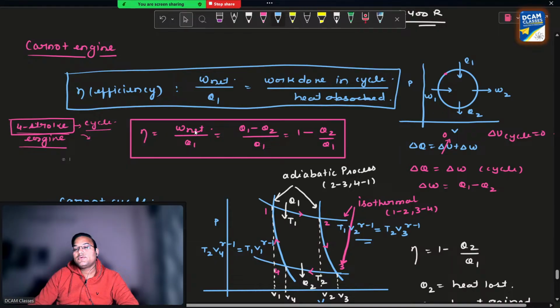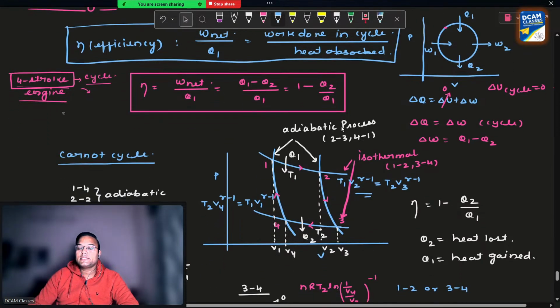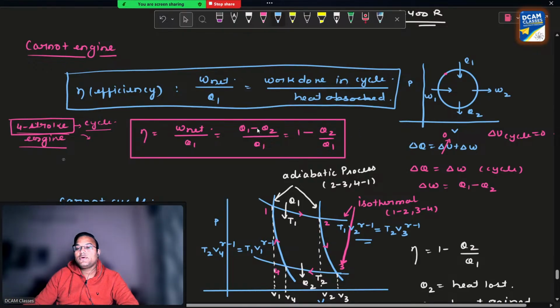So now the efficiency of an engine is given by this formula. Efficiency is equal to total work done divided by Q1, which is heat absorbed. Since we have found W net is equal to Q1 minus Q2, efficiency is Q1 minus Q2 by Q1, or you can write simply efficiency as 1 minus Q2 by Q1, where Q2 is the heat released by the cycle and Q1 is the heat absorbed by the cycle. This is the formula you will be following.